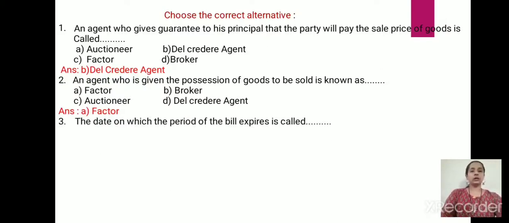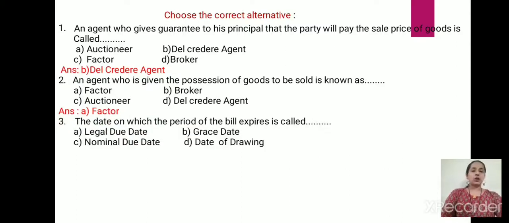So now the third: the date on which the period of bill expires. I think you can directly guess it. There is no requirement of the options. So legal due date, grace date, nominal due date, date of drawing. Legal due date, is it correct? No, it is adding the grace days. So what is the date on which the period of bill expires? That is nominal due date.